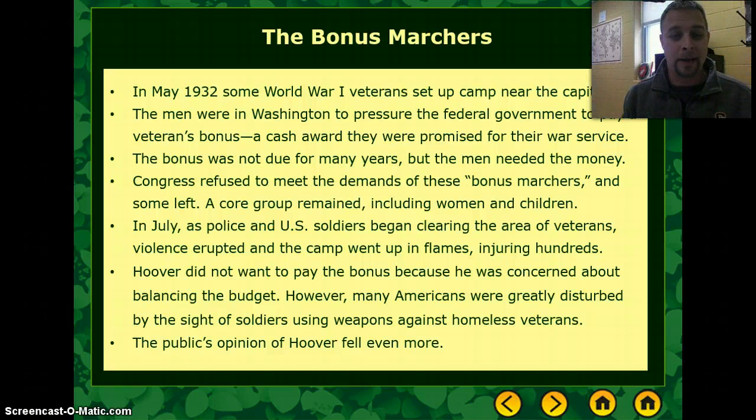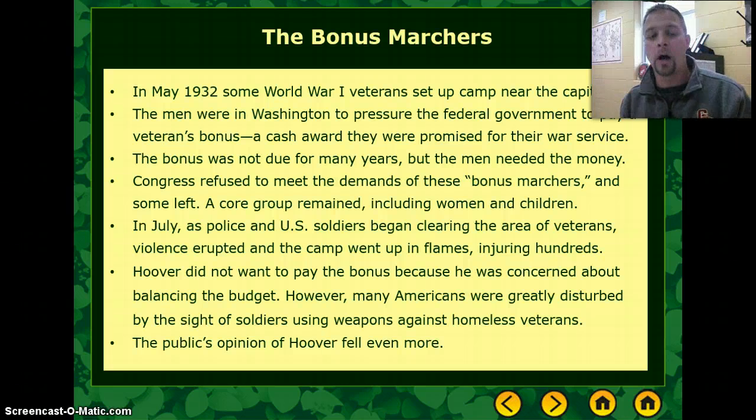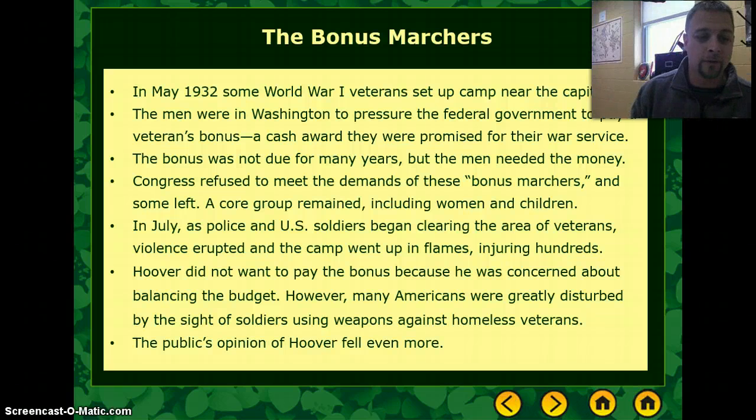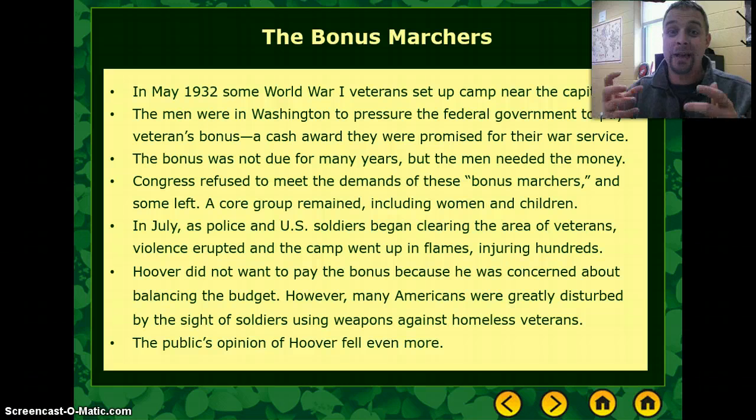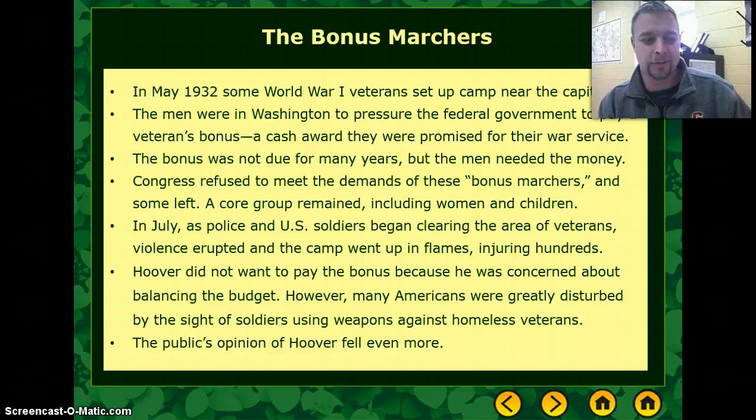In July, he sends in police and the U.S. Army to clear the camps, and violence erupts. The camp itself goes up in flames. Hundreds are injured, and Hoover was seen as the bad guy. He sent the U.S. Army to force veterans to leave the nation's capital. And this is certainly a problem, and the public opinion of Hoover continues to collapse.